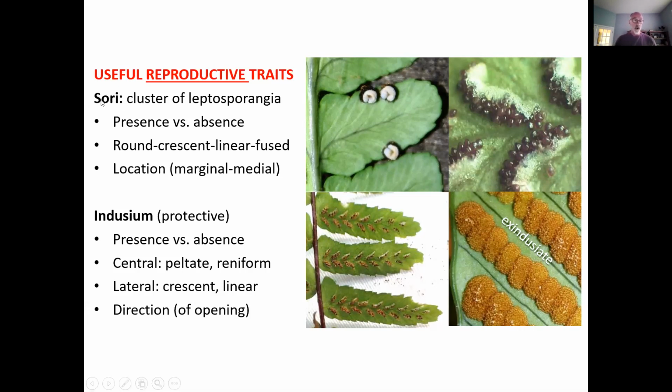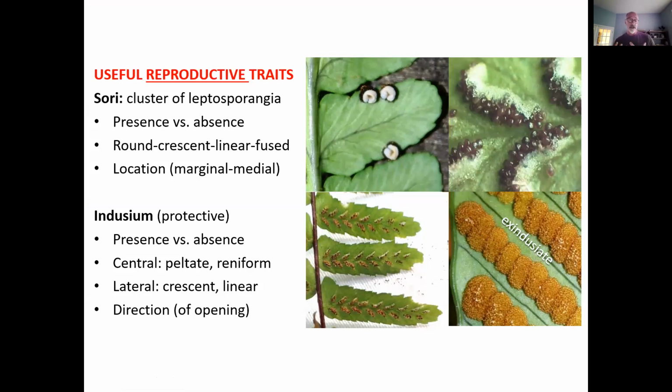So when it comes to sori, they are very useful for identifying species. First of all, some species make them, and some don't. So this is a genus that doesn't make an indusium. It has sori for sure, right? One sorus, two sorus, three. But the sori don't have an indusium. There's no protective covering during the development of the sporangia. The $10 name for that is to be exindusiate.